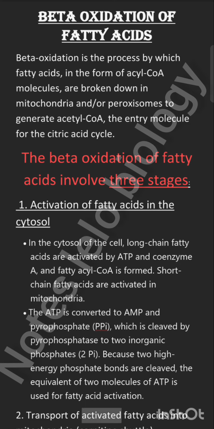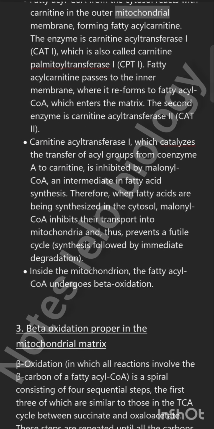2. Transport of activated fatty acids into mitochondria, the carnitine shuttle. Fatty acyl-CoA from the cytosol reacts with carnitine in the outer mitochondrial membrane, forming fatty acylcarnitine. The enzyme is carnitine acyltransferase I, CAT-I, which is also called carnitine palmitoyl transferase I, CPT-I. Fatty acylcarnitine passes to the inner membrane, where it reforms fatty acyl-CoA, which enters the matrix. The second enzyme is carnitine acyltransferase II, CAT-II.